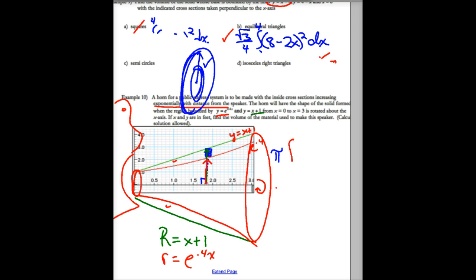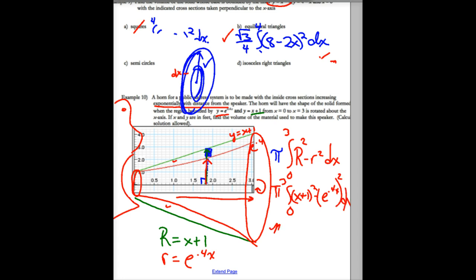We do pi times, we're going to run this way. We've got a dx problem going, so we'd go from 0 to 3, big R squared minus little r squared dx, where dx is the depth of each cylindrical washer. So I would do pi times the integral from 0 to 3 of big R, x plus 1, quantity squared, minus little r, e to the 0.4x, quantity squared, with respect to x. I would go math 9 it. I would round to 3 decimal places.